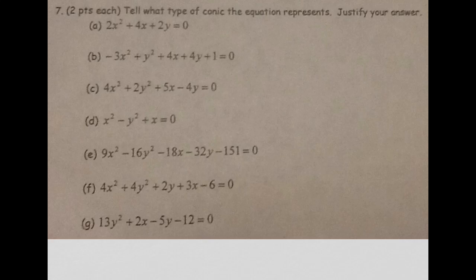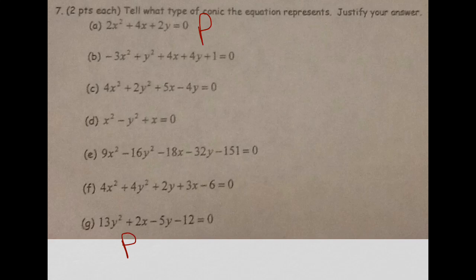Parabolas only have one squared term. Could have either an x squared or a y squared. For example, this has an x squared and a y squared. Boom, not a parabola. So as I look through this, well, this one only has an x squared. So I'll label that a parabola. And then the other one that only has an x squared is G. I'll label that a parabola as well.